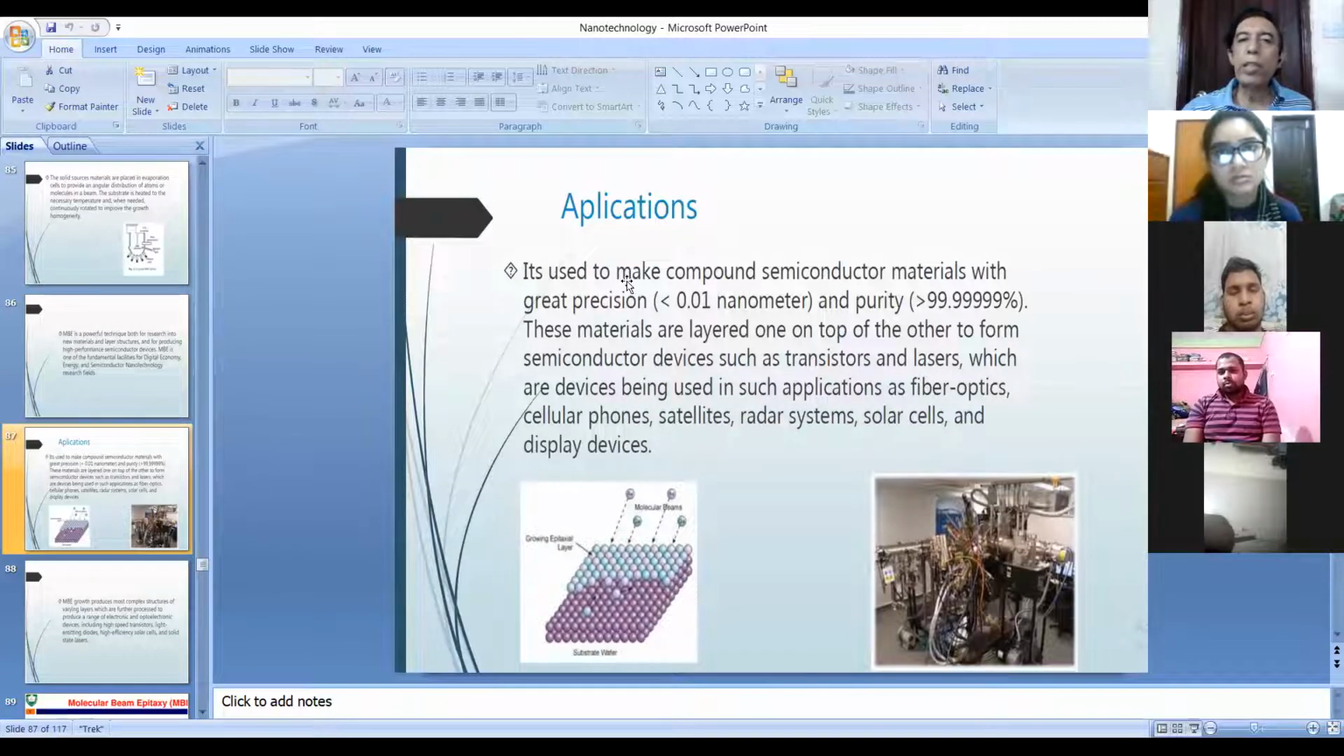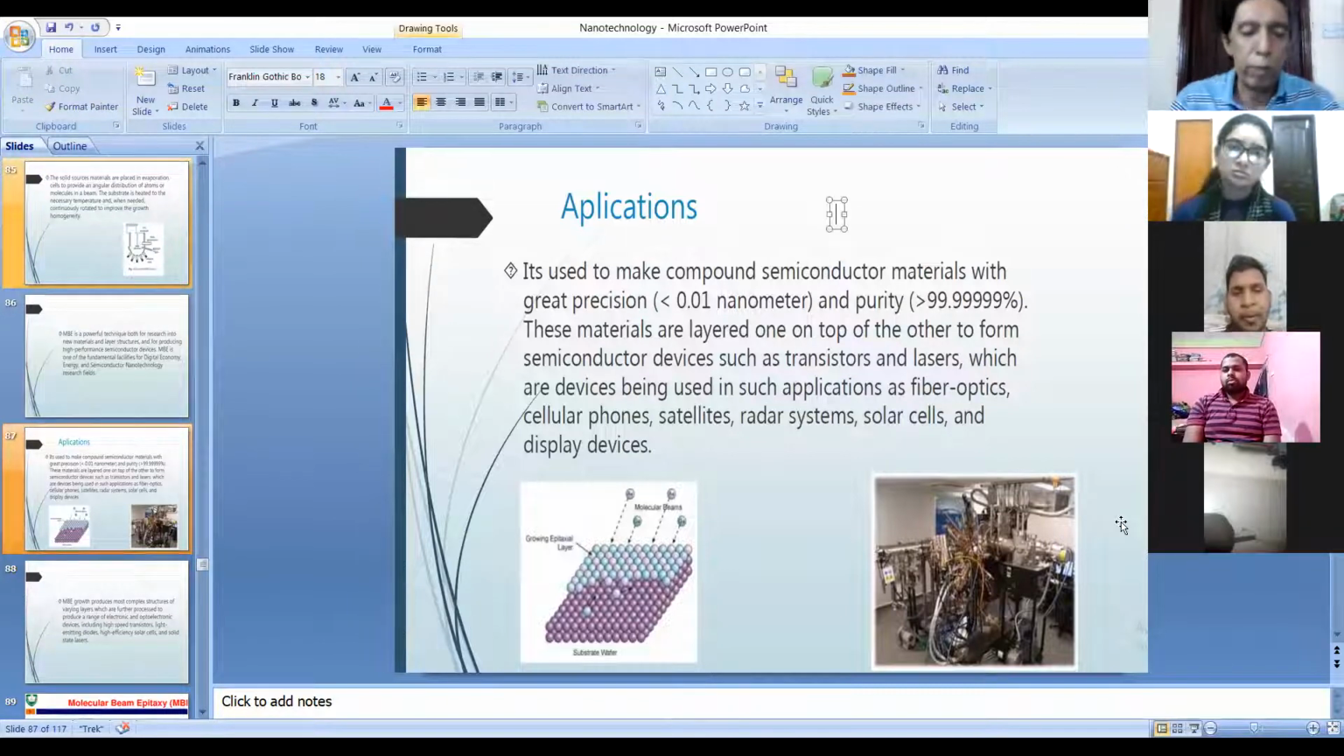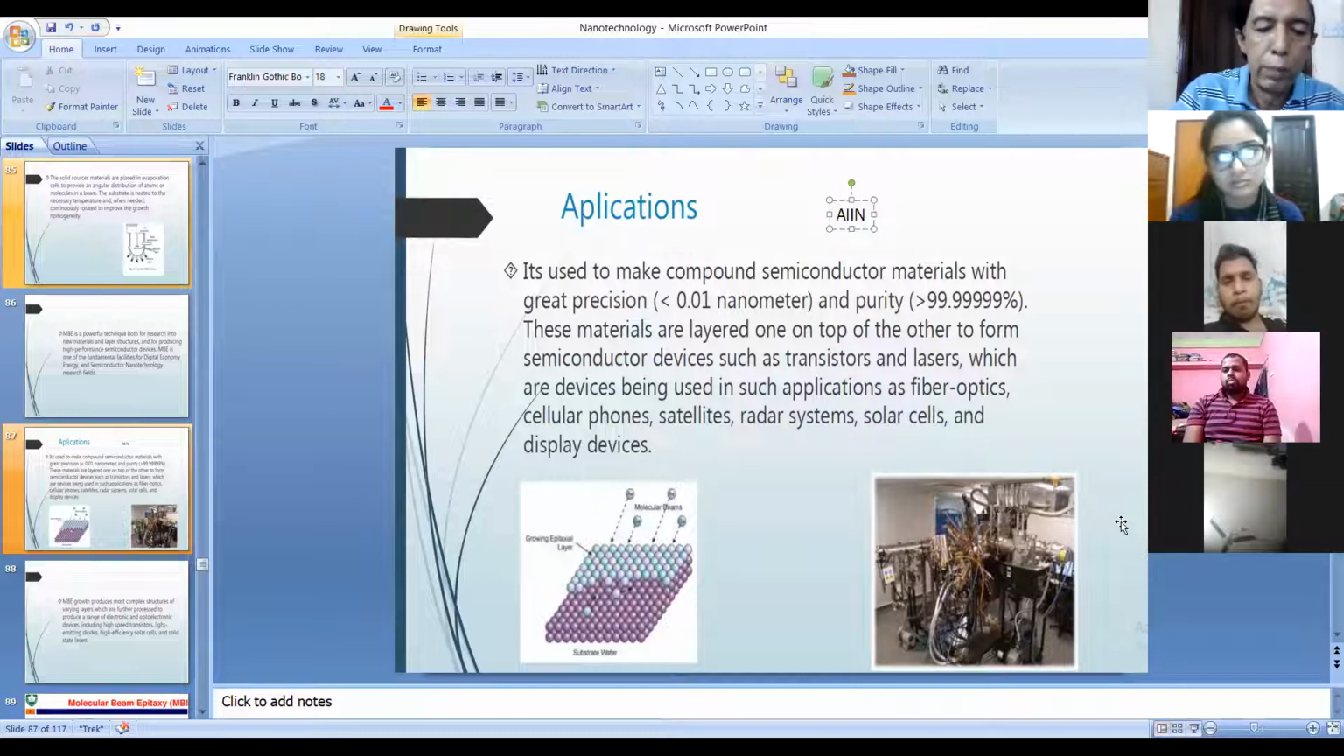So it is used to make compound semiconductor materials with great precision and purity. You can make compound semiconductor material. Say you want to make aluminum, indium, gallium phosphide. You can make it. Say, for example, you want to prepare a thin film of aluminum, indium, gallium phosphide.